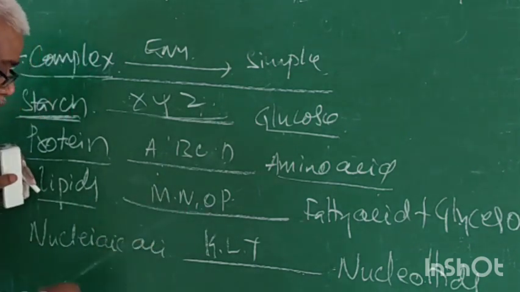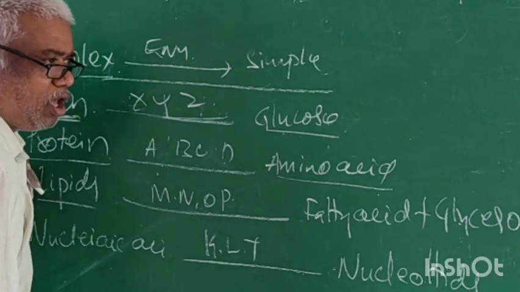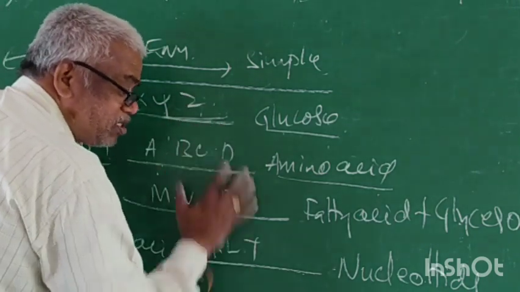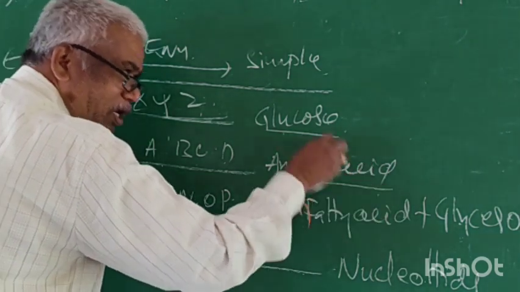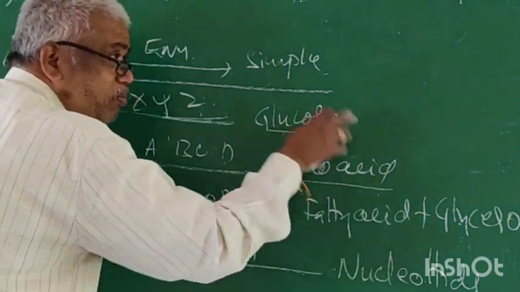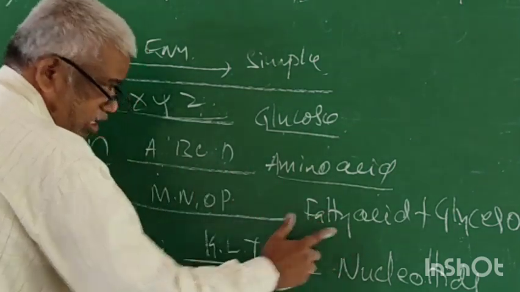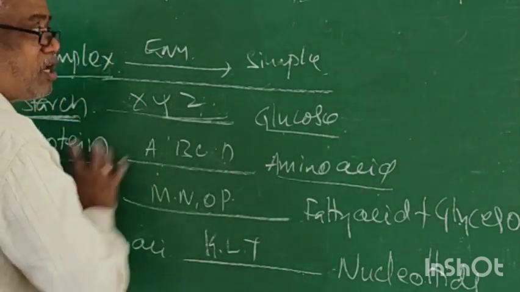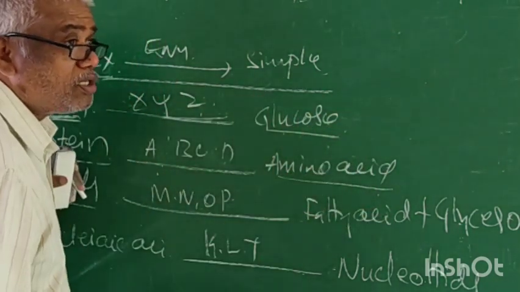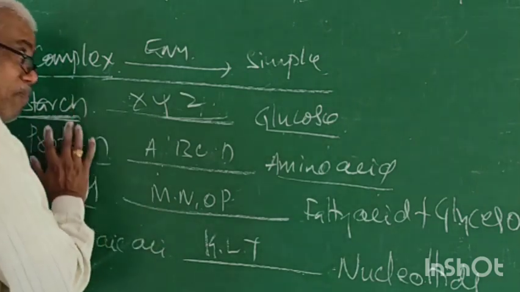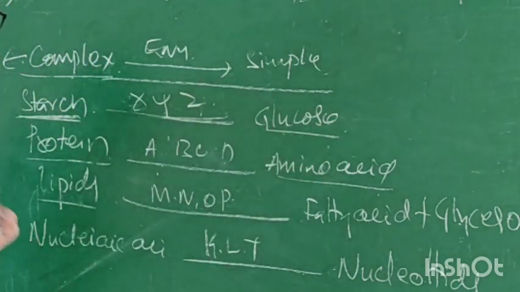Lipids, diglycerides are intermediates. Nucleosides, some intermediates are there. Some intermediate substances must be there, and finally the end product will come. But within a single step, this complex is not converted into simple. So digestion is a slow process between complex and simple. Right. Now, this is the introduction.